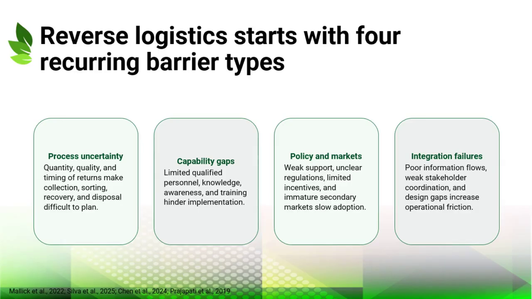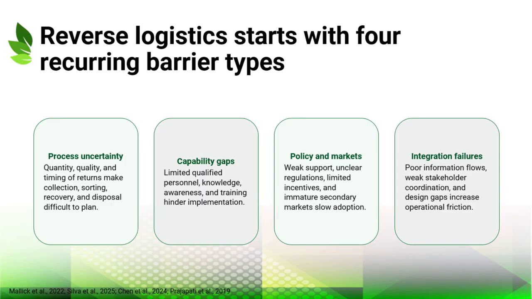This slide summarizes 4 recurring barriers that appear across the reverse logistics literature. First, process uncertainty makes planning difficult because firms often do not know how many products will return, when they will arrive, or what condition they will be in. Second, capability gaps matter because qualified personnel, technical knowledge, training, and organizational awareness are often limited.